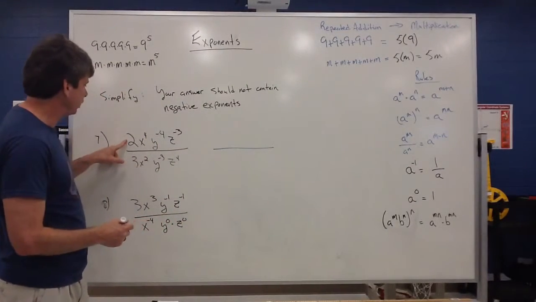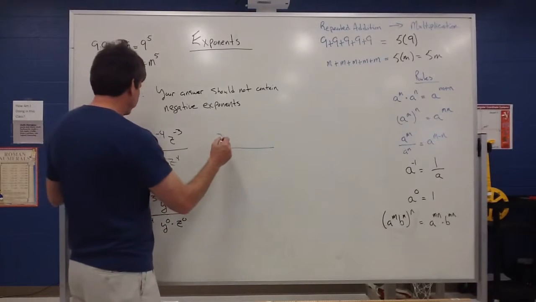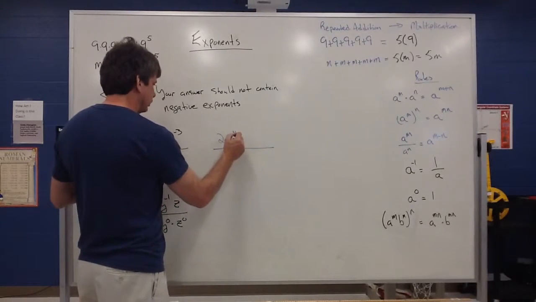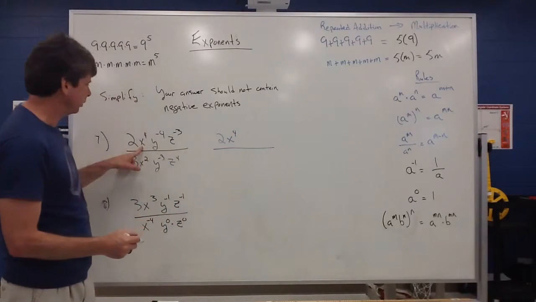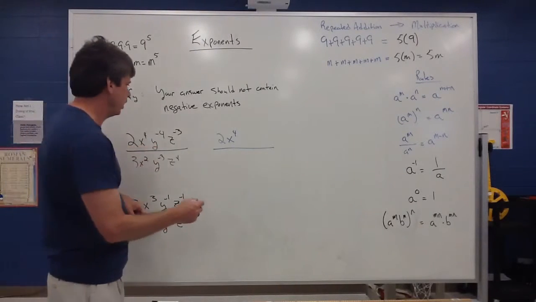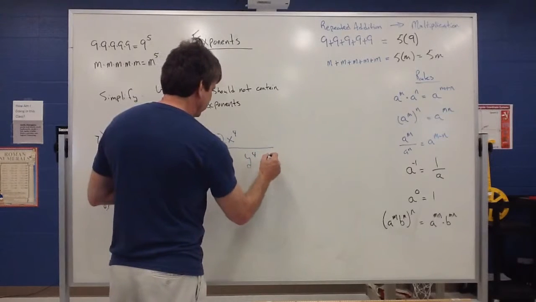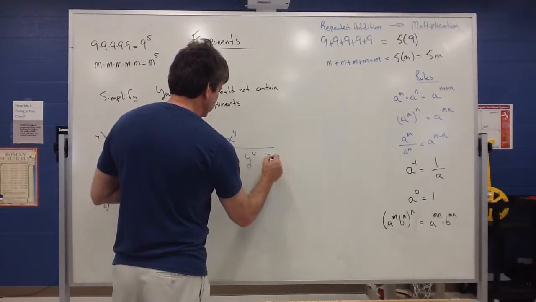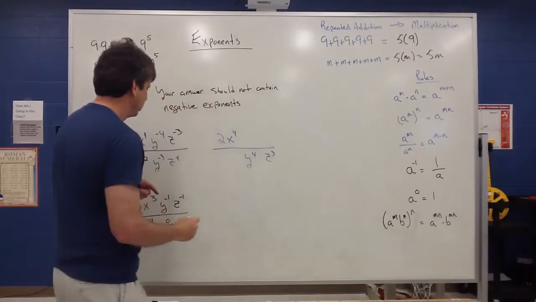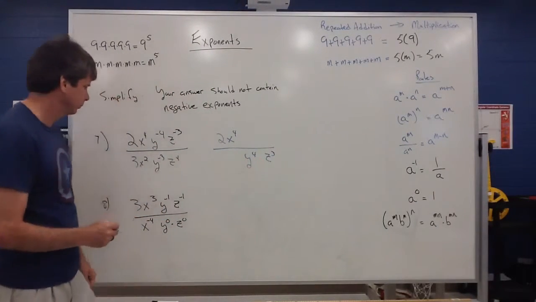Since the 2 is not raised to a negative exponent, it's going to stay put. The x to the fourth does not have a negative exponent. It stays put. But notice that these two do have negative exponents. So I'm going to bring down that y to the fourth to the bottom, and also that z to the third on the bottom. So those two pieces are going to now move to the bottom part.